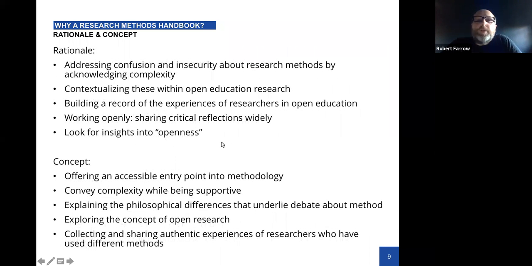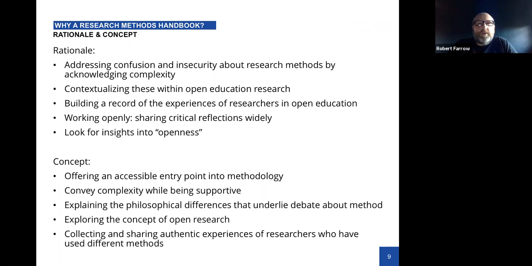So we're trying to address people's insecurities about research. We're trying to acknowledge the complexity, but not be too reductive about making it accessible. And the approach that we decided to take was to combine, on the one hand, a critical reflection on methods written by ourselves as the core GoGN team. But then we also wanted to draw on the insights of all these doctoral researchers that we're in contact with, and try to capture what they found and what they learned by using different methods. And so the handbook is intended to be an accessible entry point into all this stuff.